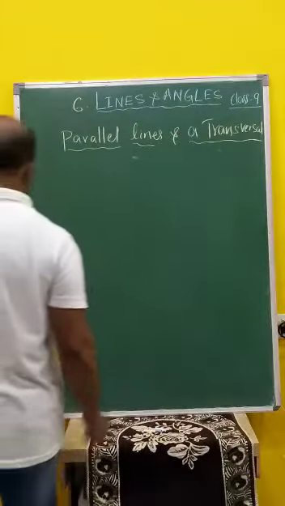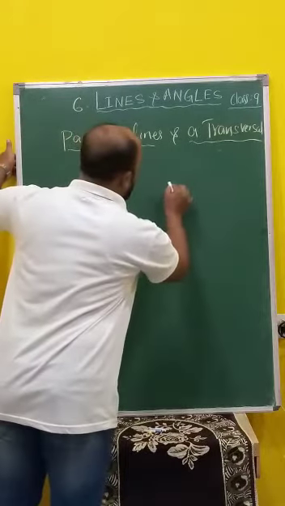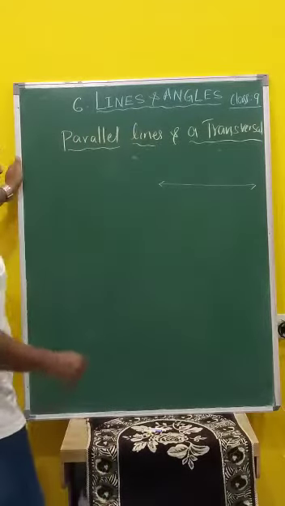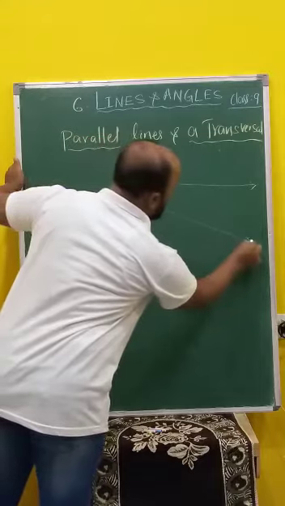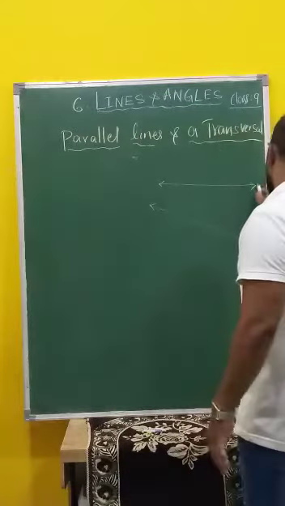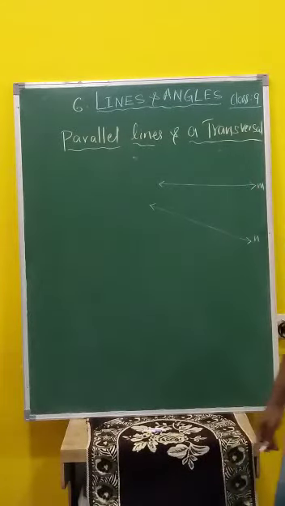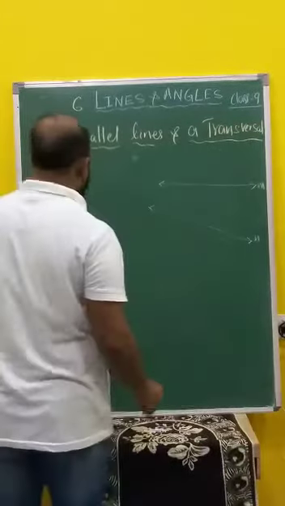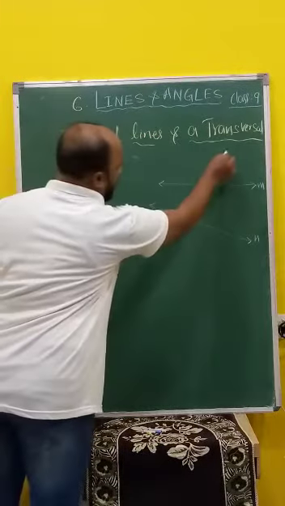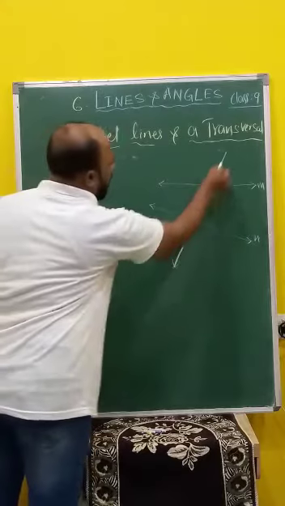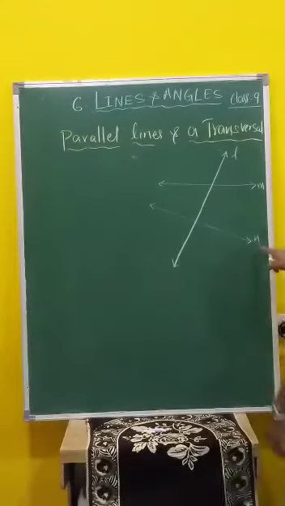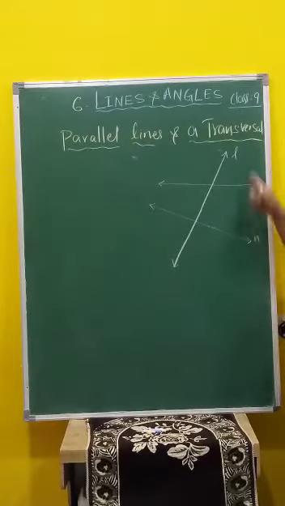A line which intersects two or more lines. Suppose M and N are two lines. What does transversal mean? A line which intersects two or more lines. Suppose I am assuming this is L. Here M and N are the two lines, and L is the transversal.